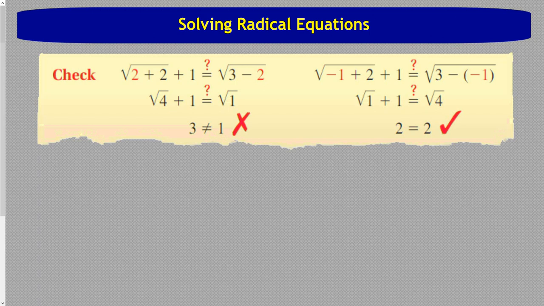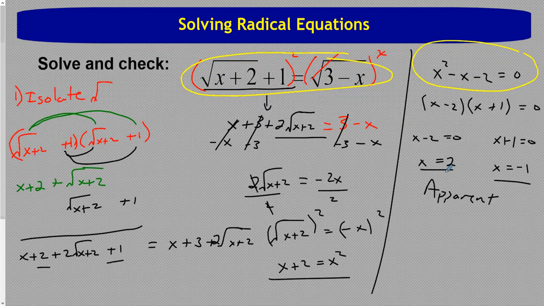So square root of 2 plus 2 is the square root of 4, which is 2. Add that to 1, and I get 3. 3 minus 2 is 1. Square root of 1 is 1. 3 does not equal 1, which means 2 is not our solution.